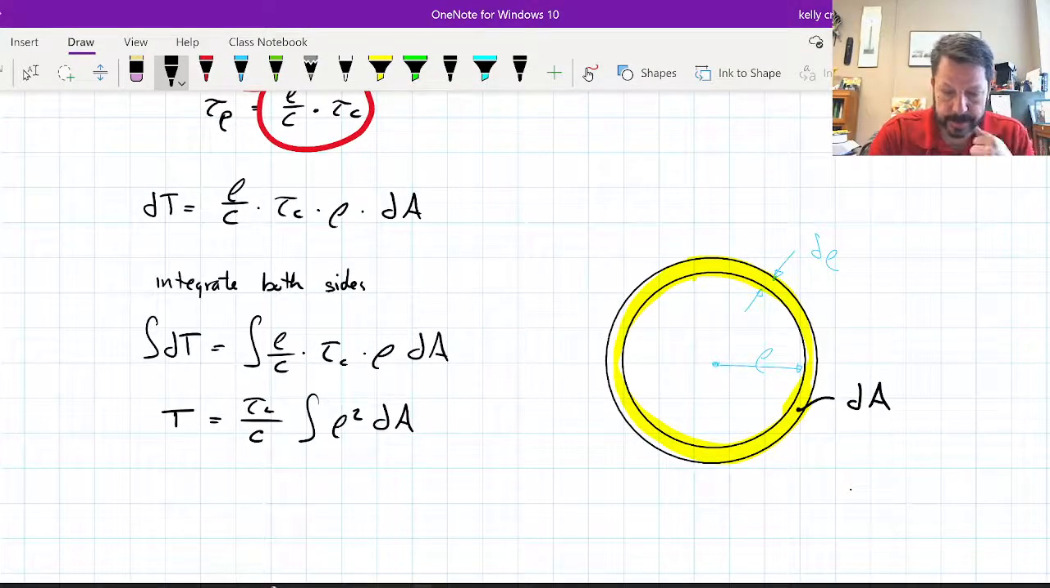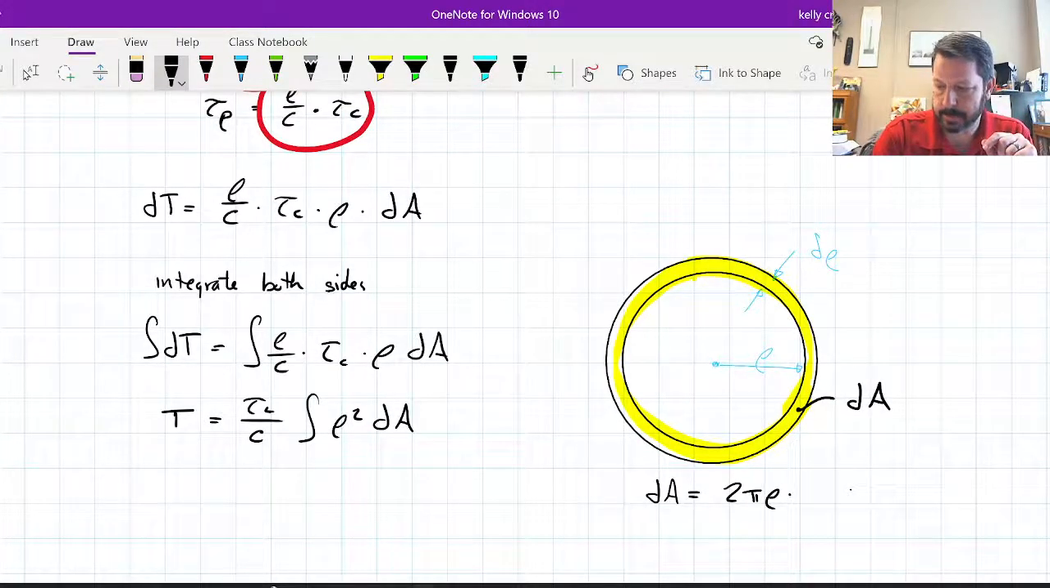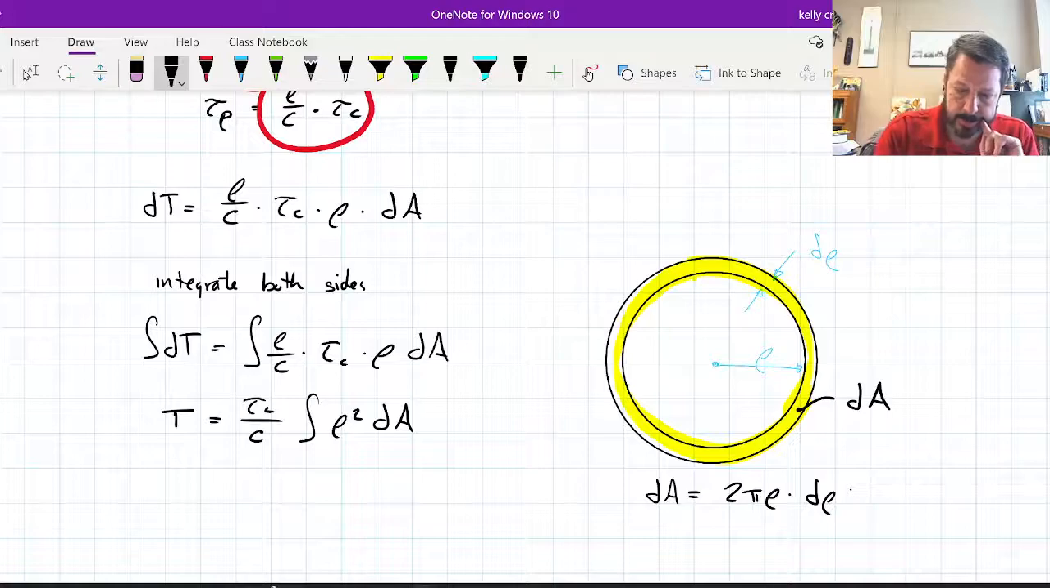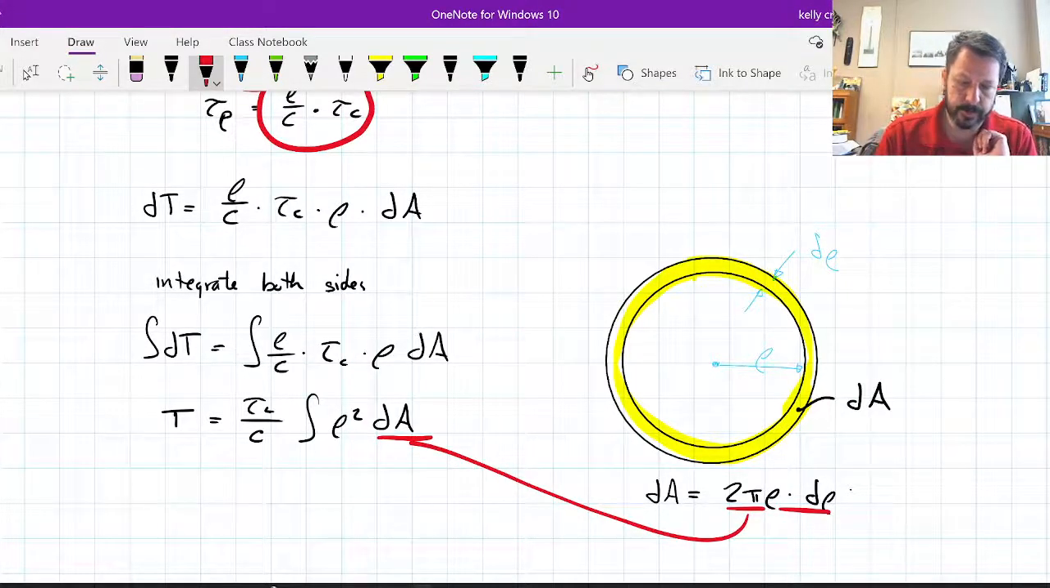So taking that, dA must equal 2 pi rho, so that's the inner perimeter, times d rho, however thick that ring is. And now I can take this definition, that's what dA actually equals, and plug it in for dA, right there.